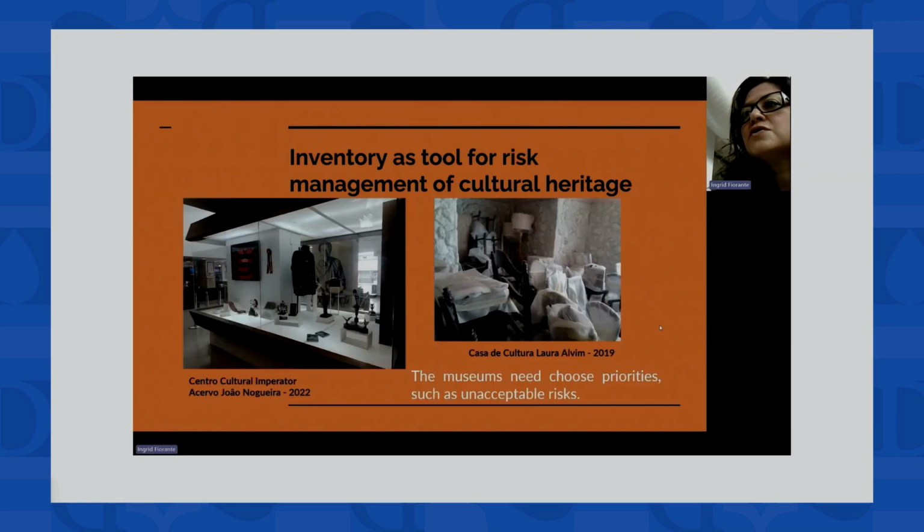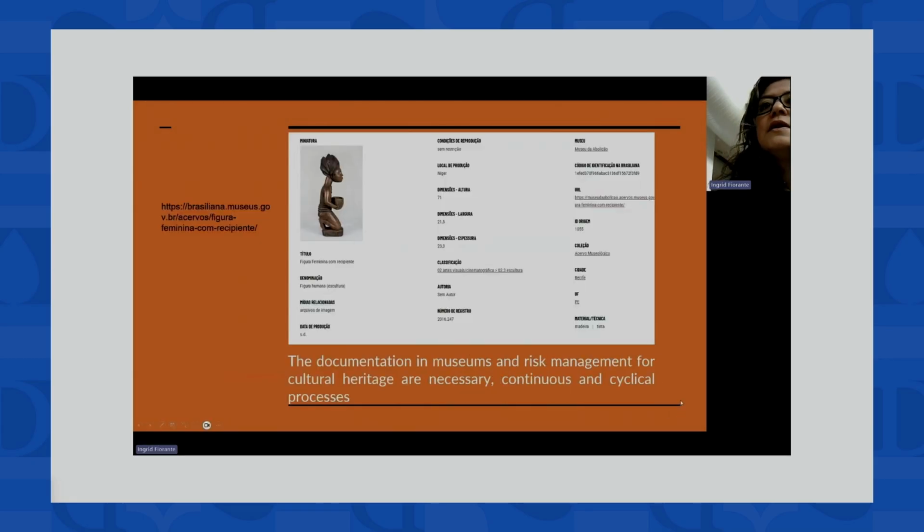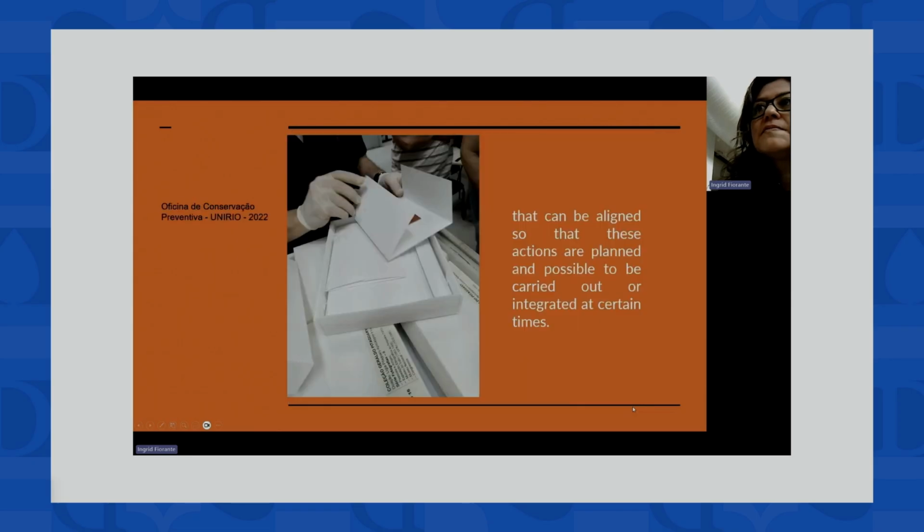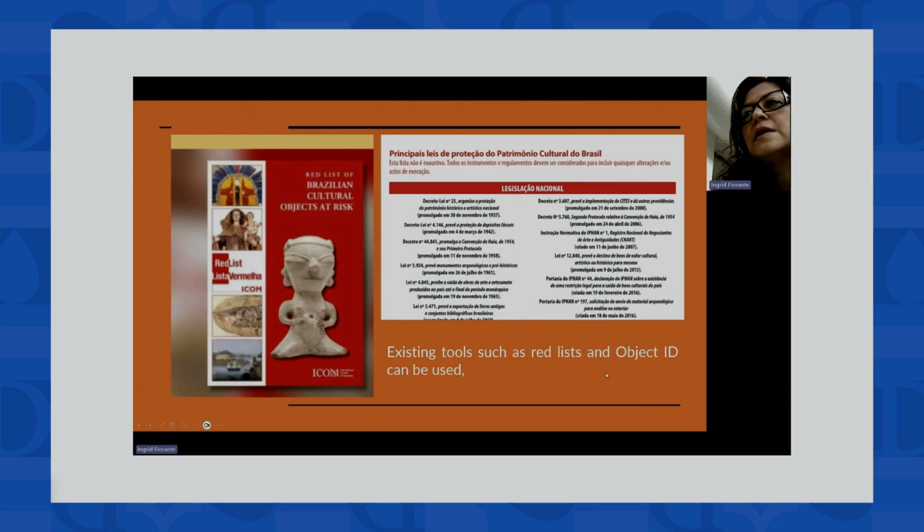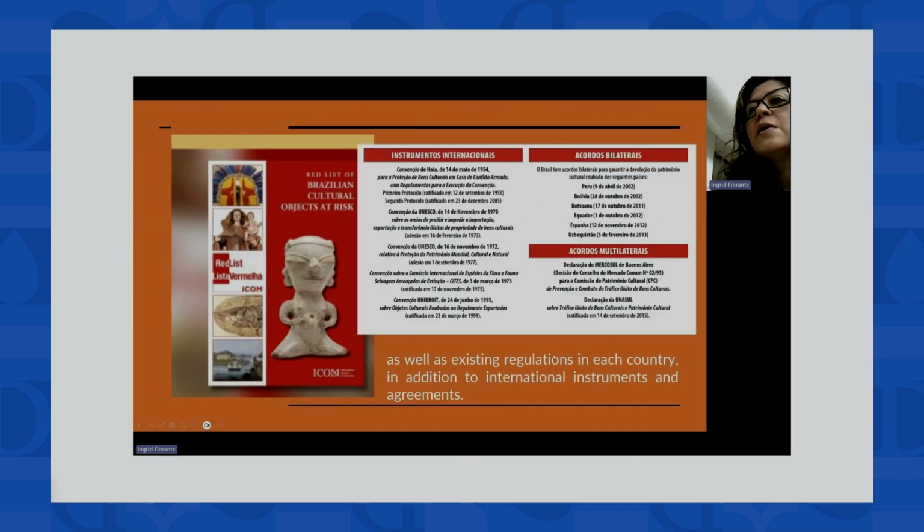The museums need to choose priorities, such as unsettled risks. The documentation uses at risk management for cultural heritage are necessary, continuous, and cyclical processes. These processes can be aligned so that these actions are planned and possibly carried out at integrated set times. Tools such as red lists and objectives can be used, as well as existing regulations in each country, in addition to international instruments and agreements.